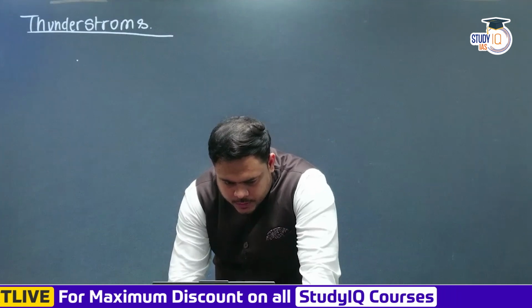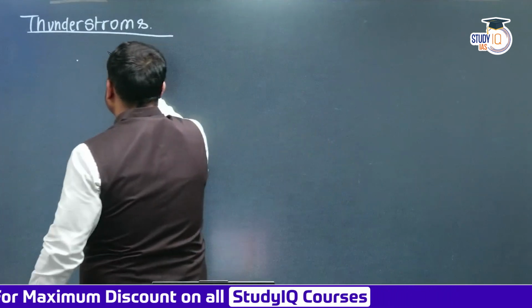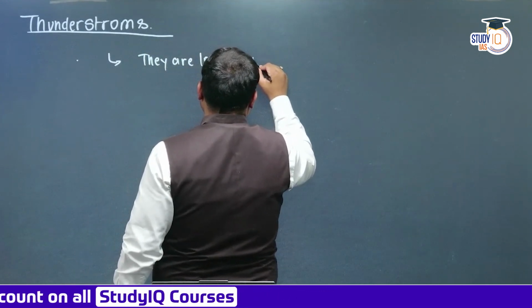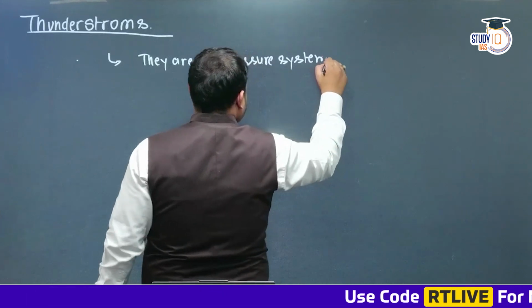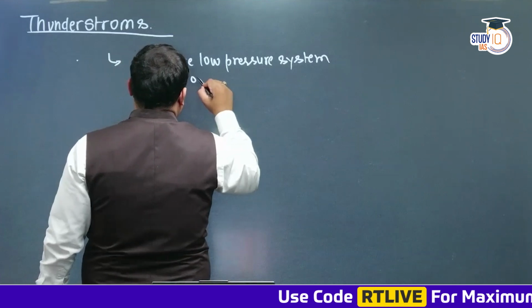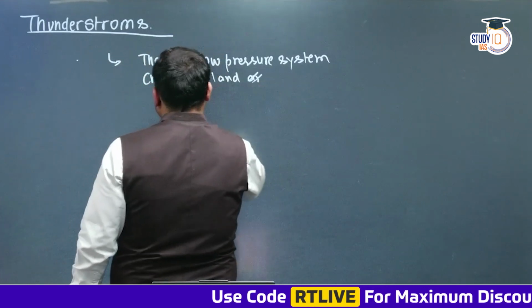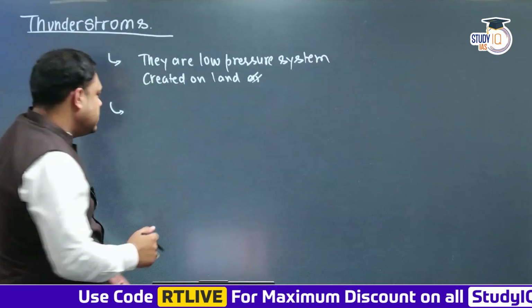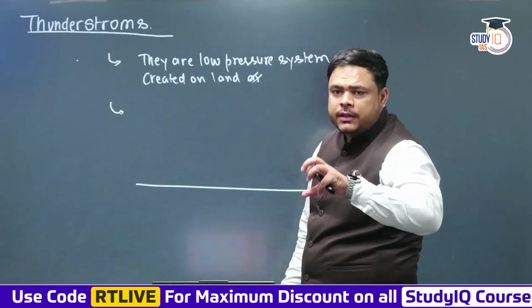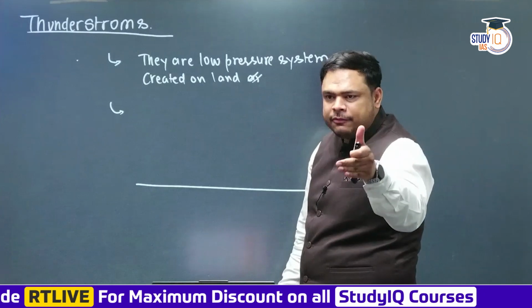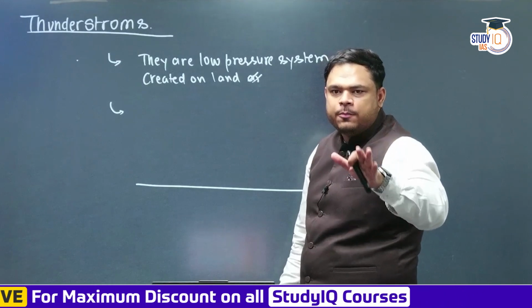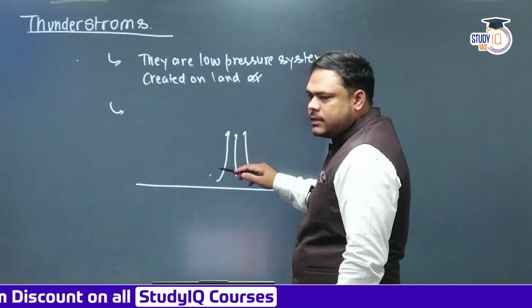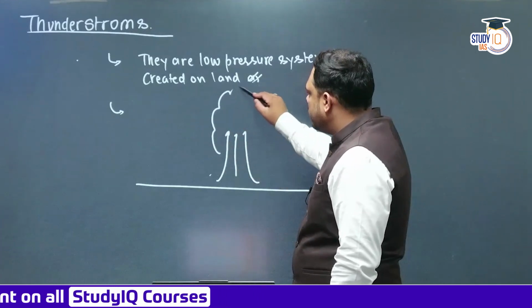Now guys, tell me, what are thunderstorms? They are low pressure system created on land. Fine. Now guys, thunderstorms are nothing but convective storms. So you have land, too much of insolation in the daytime, hence in late afternoon or maybe early evening, that is 3 to 5 p.m, convective currents will be at their peak, and as these convective currents start to rise, what will happen? Cumulonimbus clouds will be forming.